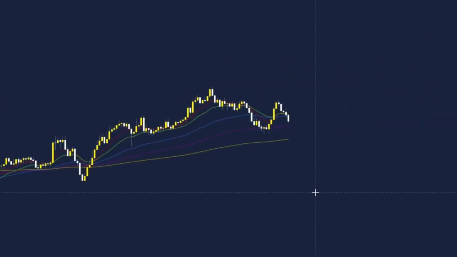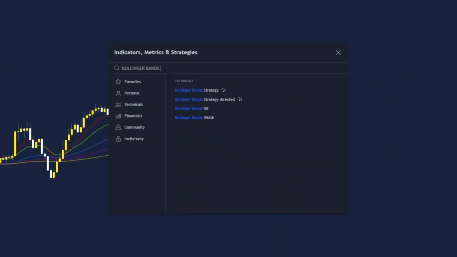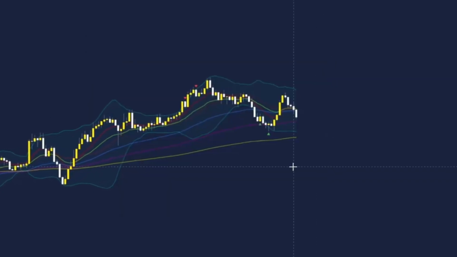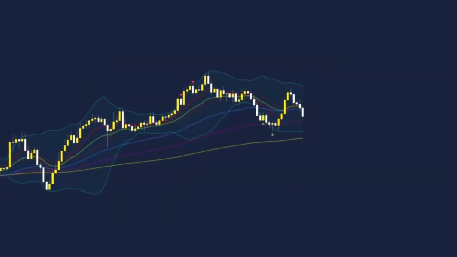For the second indicator, search Bollinger Band's Stochastic RSI. It's this extreme signals one right here. Add this one to your chart and let's get into the powerful settings for this strategy.